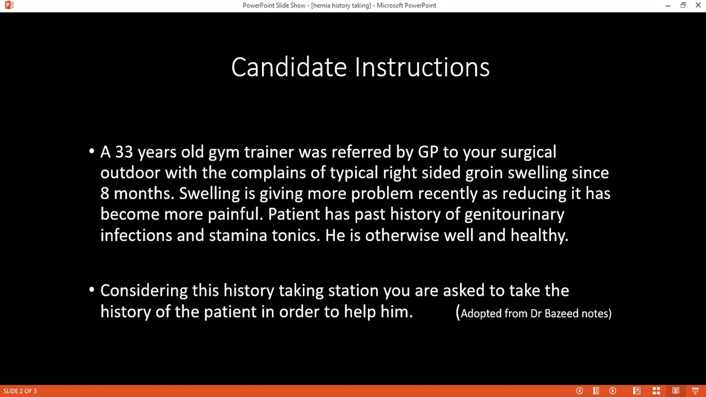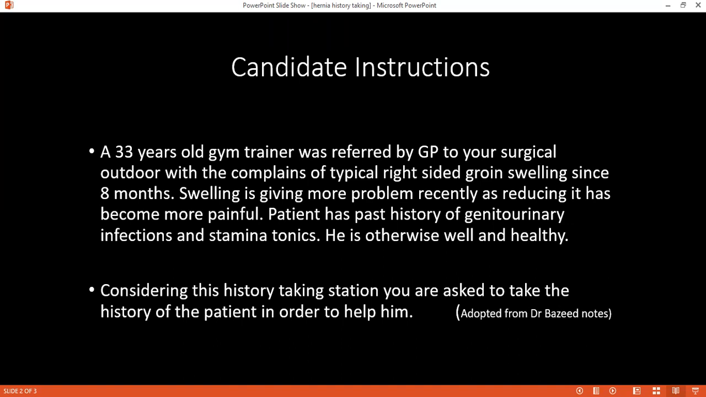Yes, doctor. I have taken a history of a 33-year-old male who is a gym trainer who presented with a gradual onset of 8-month duration right-sided groin swelling, which was increased while standing or while doing straining, but was initially reduced on lying down. But now the patient presented with a change while reducing. The patient presented with pain while reducing it.